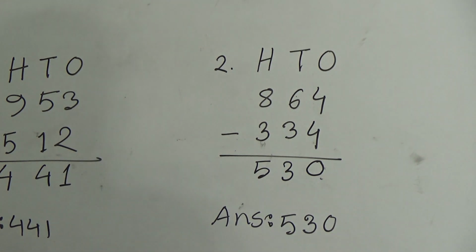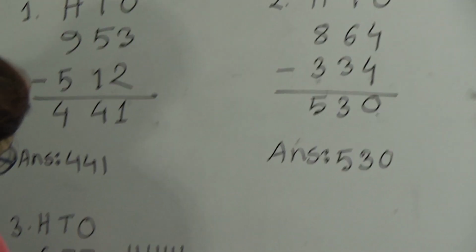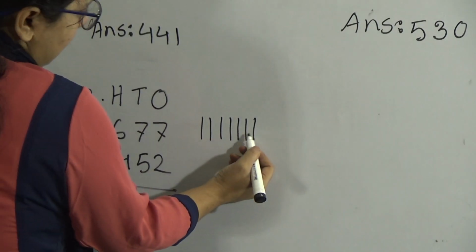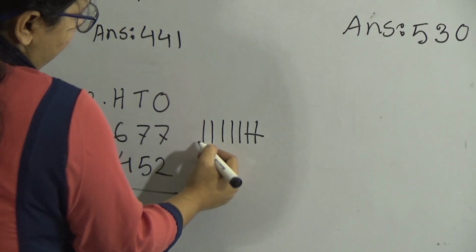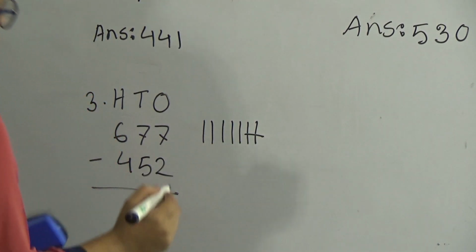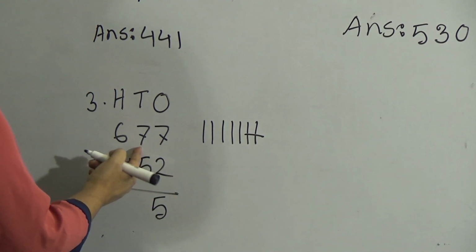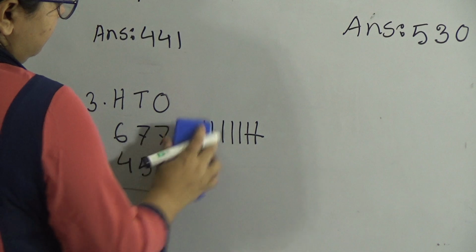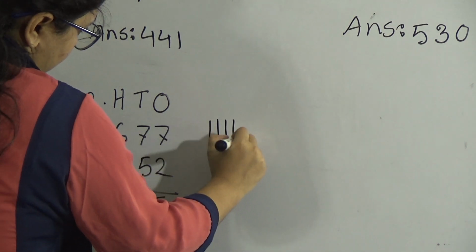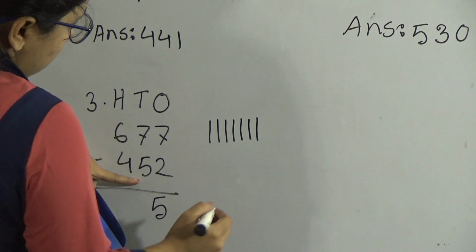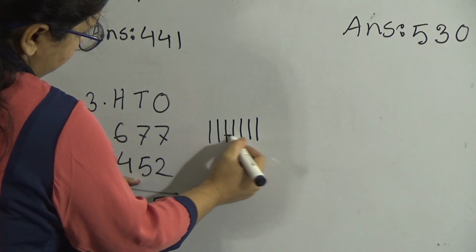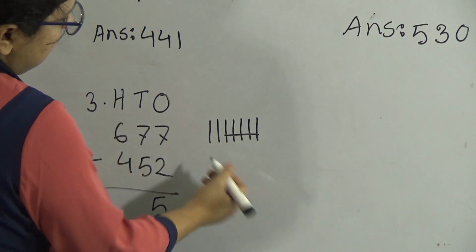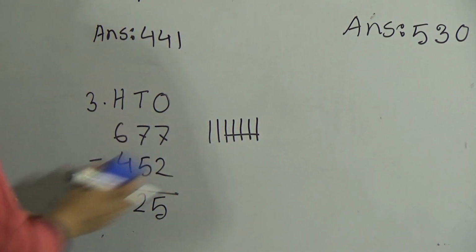Okay, now question number 3. We start at the ones place, subtracting by ones place. 1, 2, 3, 4, 5, 6, 7. Here are 7, and we remove 2 sticks, 1 and 2. 1, 2, 3, 4, 5 we have left. Now we write 5. Now move on to the next, 7 sticks and 5 sticks. 1, 2, 3, 4, 5, 6, 7, and we take away 5 sticks, 1, 2, 3, 4 and 5. I cut down 5 sticks, how many sticks are left? 2 sticks left.